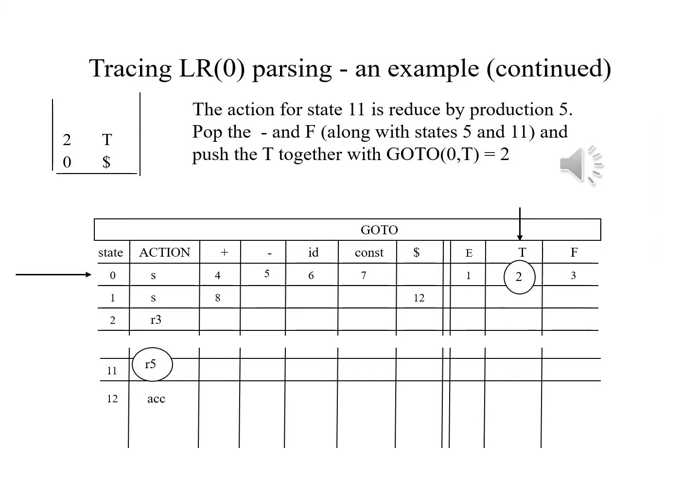The action for state 11 is reduce by production 5. T derives minus F. That means I'm going to pop the F and then afterwards pop the minus sign. States 11 and 5 respectively will also be popped in the process. What I will do is I will take a look at the goto for 0 and T, which is on the left-hand side of the production in question. That gives us the state 2, and that goes on top of the stack.